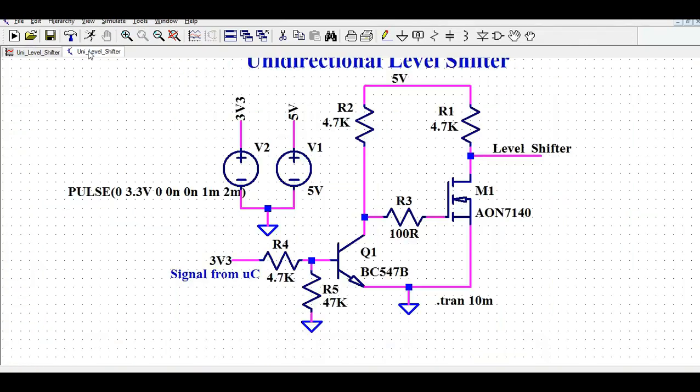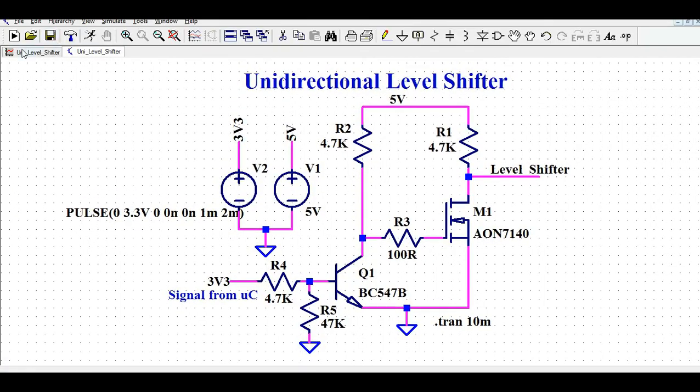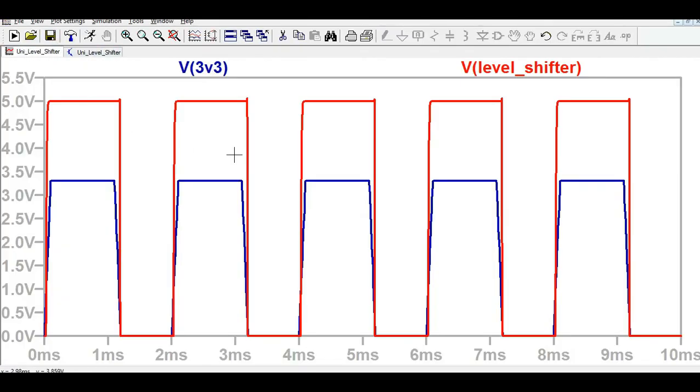So you can see your 3.3 volt is now converted to 5 volt, and this we call a level shifter circuit, a unidirectional level shifter circuit. We are converting only 3.3 volt to 5 volt, not 5 volt to 3.3 volt. This is not a bidirectional level shifter. This is only the unidirectional level shifter. So I hope you understood how to design the unidirectional level shifter in LTSpice.